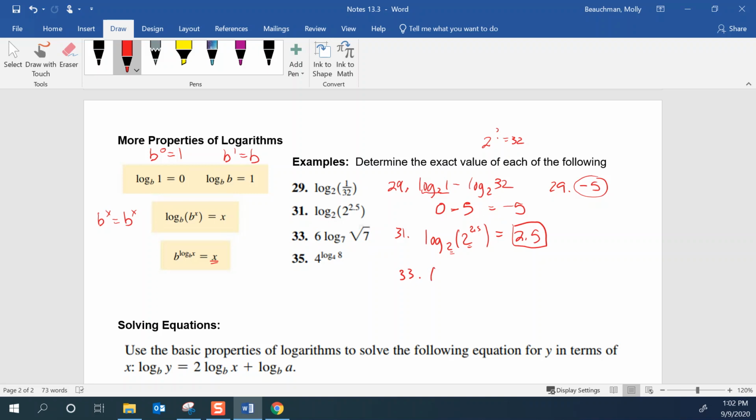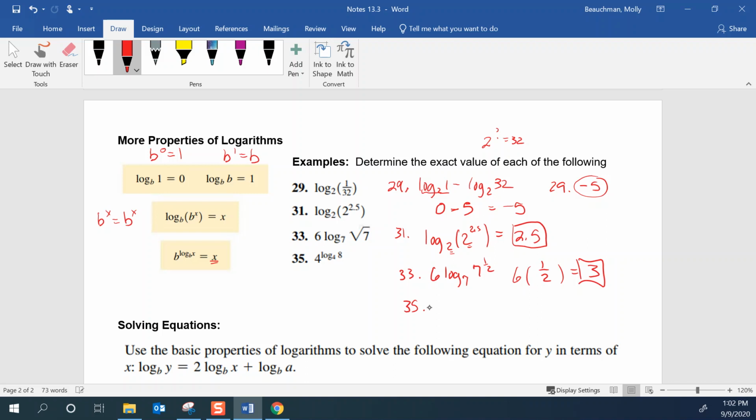Number 33, I have 6 times the log base 7, and I'm going to write that as 7 to the 1/2. You'd be tempted to take this to the power of 6 and multiply it. We can do that, there's a couple of different ways we can do this. Or you can recognize that we have log base 7 of 7 to the 1/2, which is equal to 1/2. And we end up with 6 times 1/2, which equals 3.